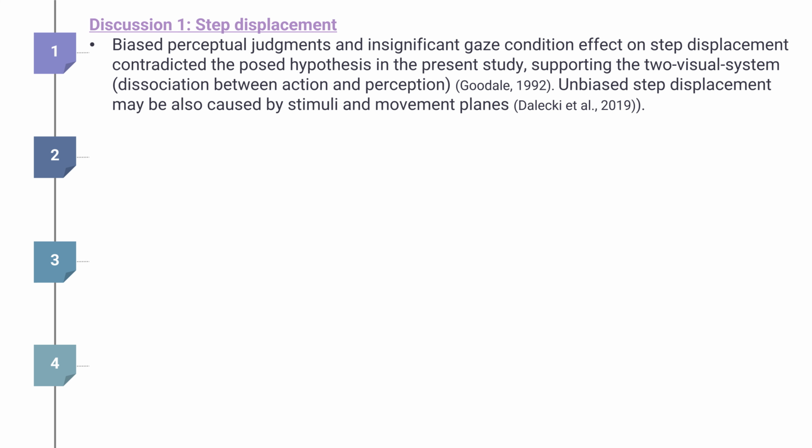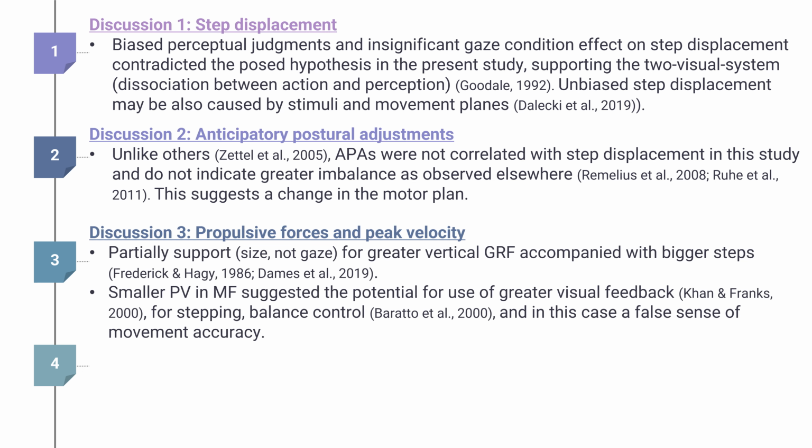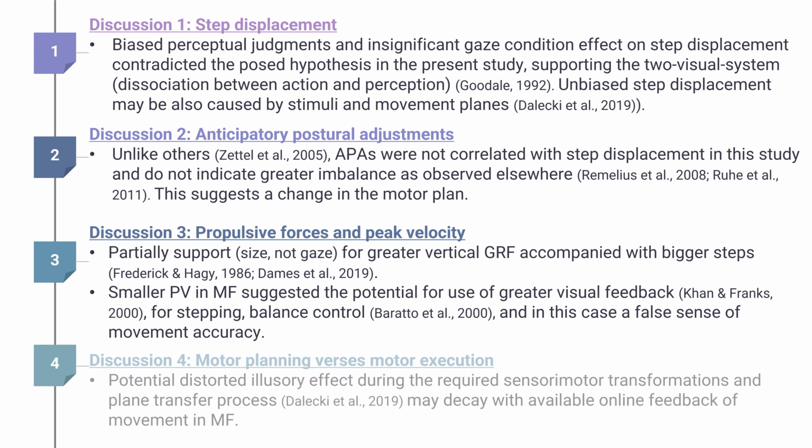Second, anticipatory postural adjustments did not associate with the step displacement and did not indicate greater imbalance, suggesting a change in the motor plan. Third, our force data partially support greater ground reaction force accompanied with bigger steps, and our peak velocity data suggested the potential for use of a greater visual feedback for the stepping, balance control, and in this case, a full sense of the movement accuracy.